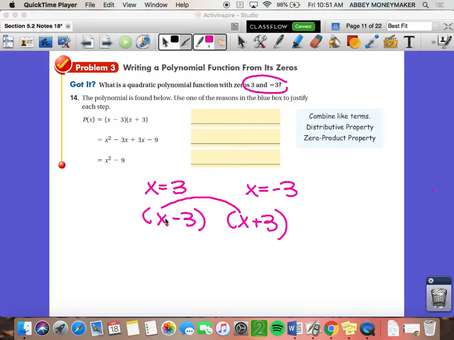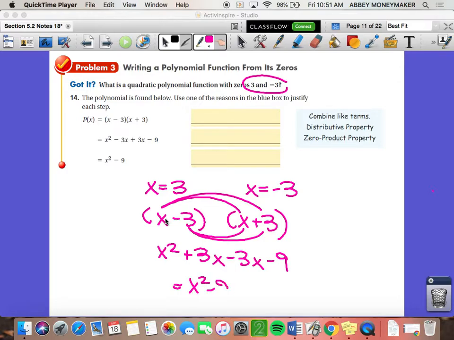Here we go. X times x gives me x squared. X times 3 gives me positive 3x. Negative 3 times x gives me negative 3x. Negative 3 times 3 gives me negative 9. Can I combine like terms? Yes. That came from x squared minus 9. See how we're just working in the opposite direction? Okay. All right.